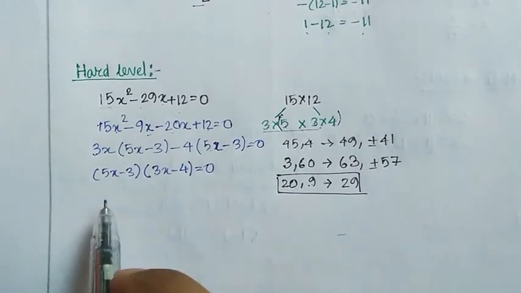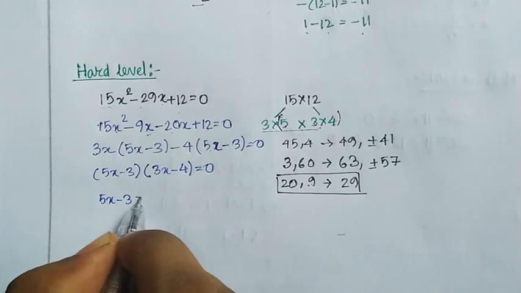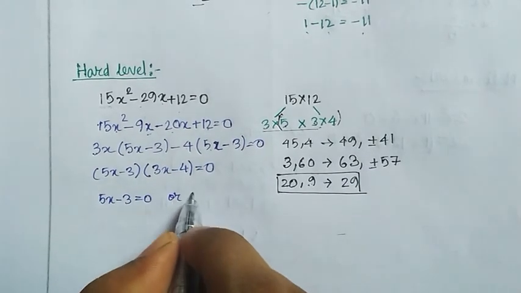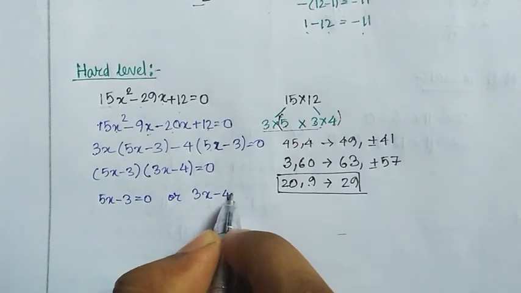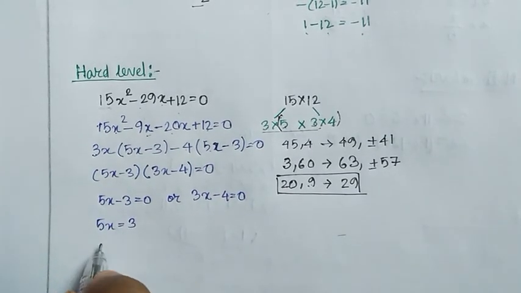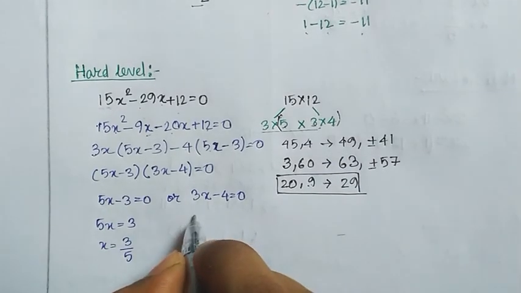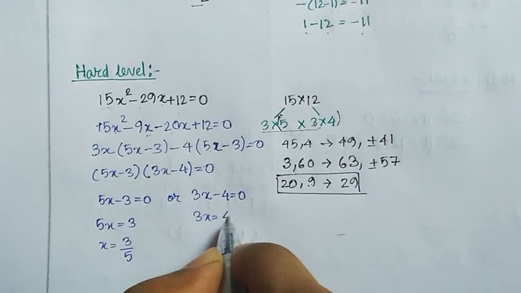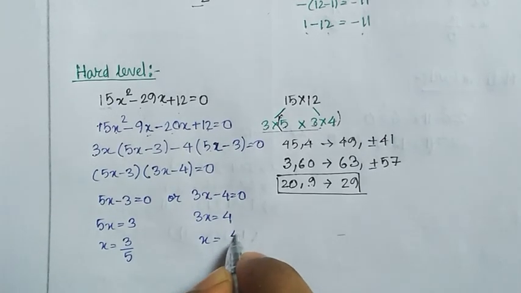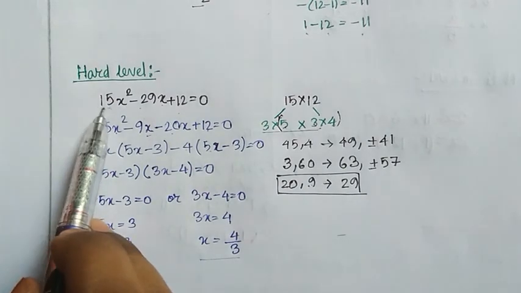Like explained earlier, one of them has to be equal to 0. So 5x minus 3 equal to 0, or 3x minus 4 equal to 0. 5x equal to 3, x equal to 3 by 5, or 3x equal to 4 and x equal to 4 by 3. These are the roots or zeros of this quadratic equation.